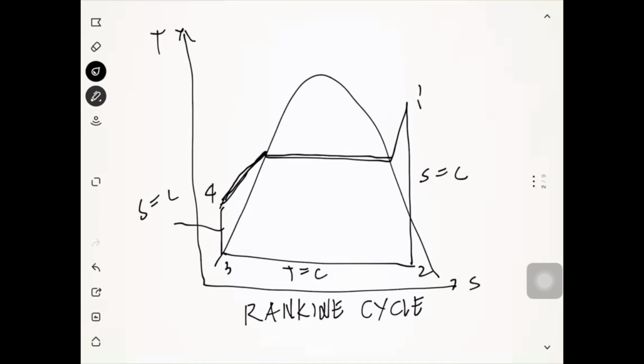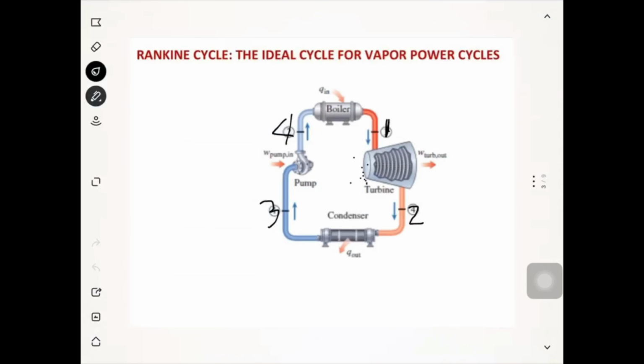Okay, so we now have the diagram for the analysis of the Rankine cycle. Here's the ideal cycle for vapor power cycles, the Rankine cycle. These are the components: you have a boiler, a turbine, a condenser, and a pump. It is a loop.